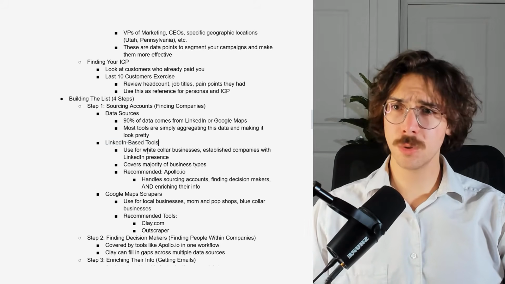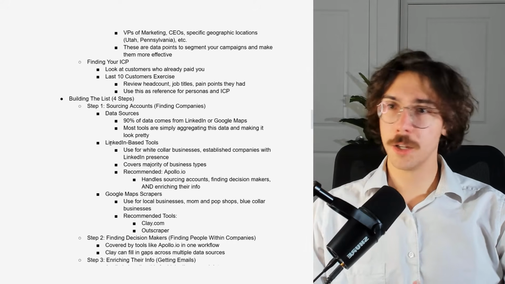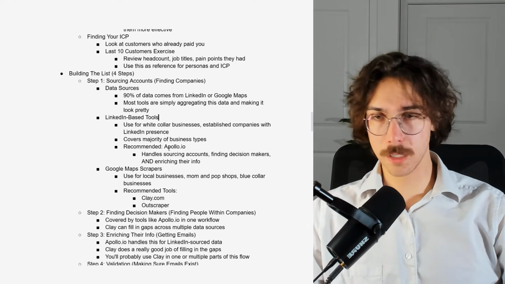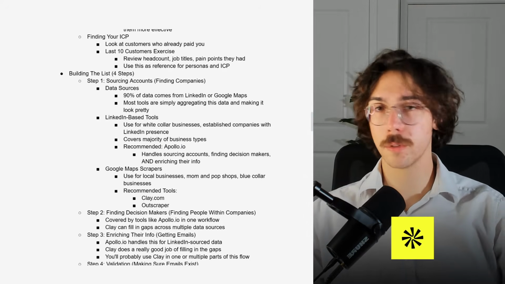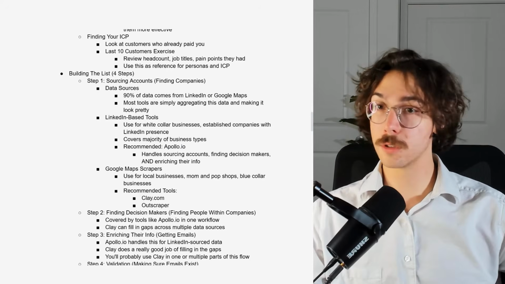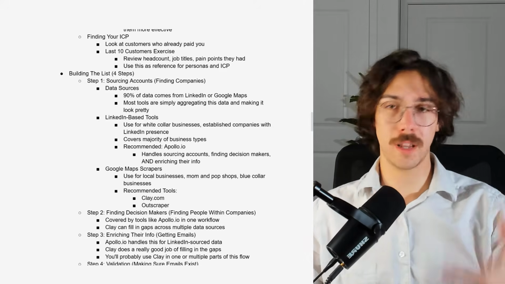So for LinkedIn-based tools, if you're reaching out to white-collar businesses, established businesses that have a LinkedIn presence, you're probably going to want to use one of these tools. The biggest tool that I'd recommend is Apollo. The reason is that Apollo is cheap and cost-effective. There's lots of data there, lots of different filters you can play around with, and it handles sourcing accounts, finding decision makers, and enriching their info.